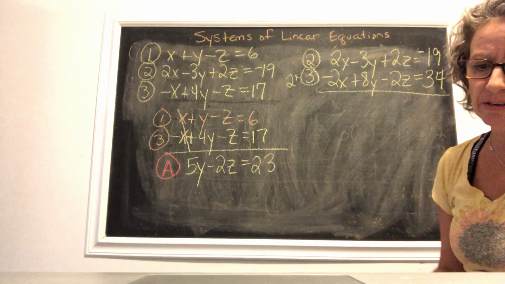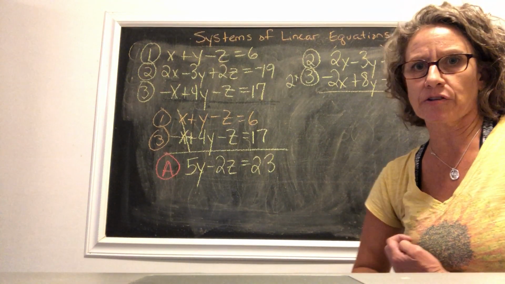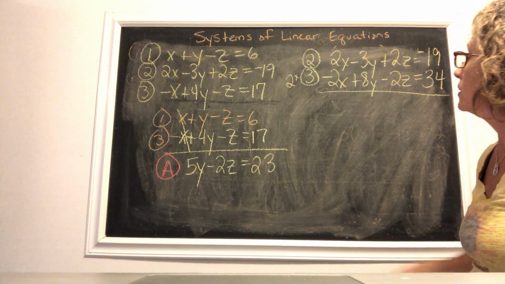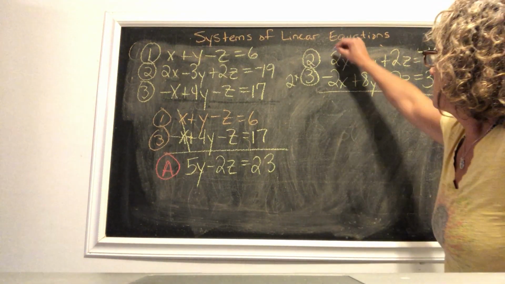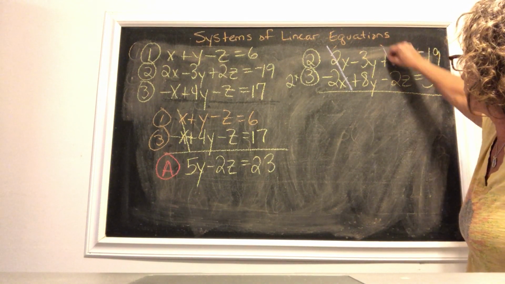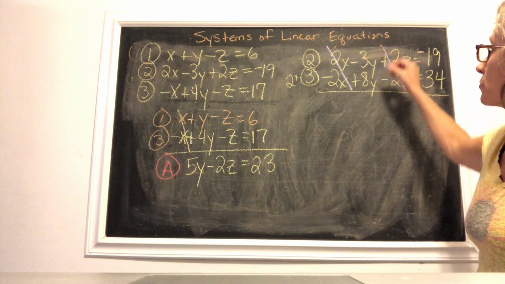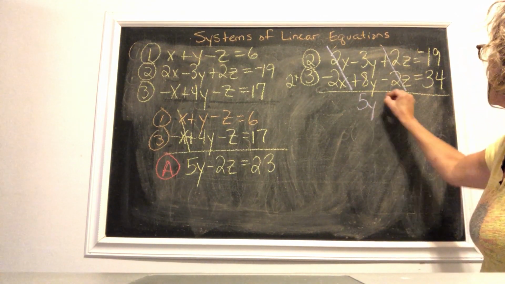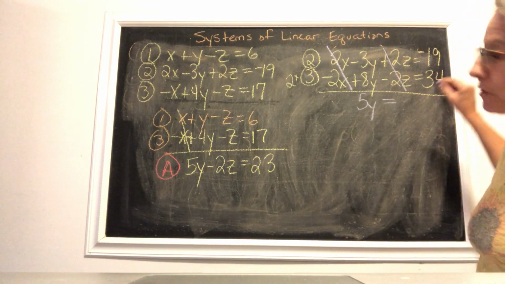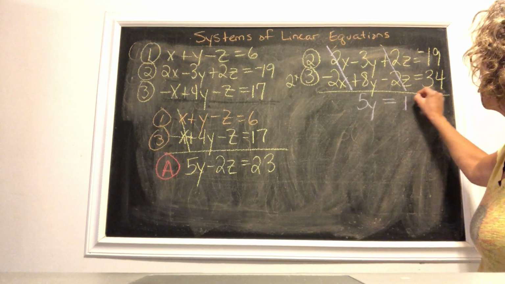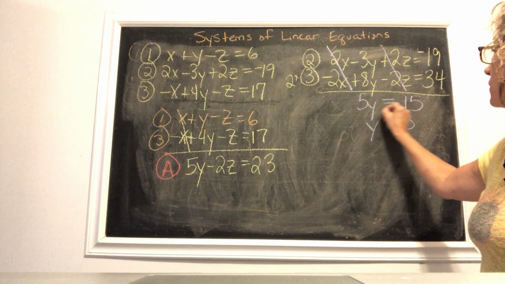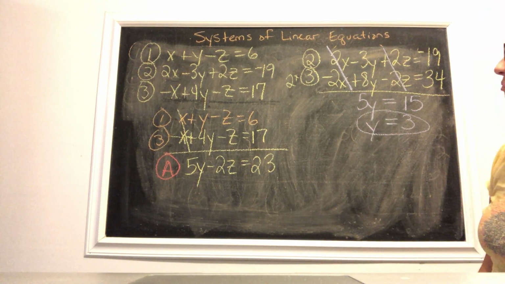Now the nice thing about that is it's not only going to cancel the x term, but it's also going to cancel the z term at this point. So I'm going to add these two equations together. The 2x minus the 2x are going to cancel. The 2z minus the 2z are going to cancel. Negative 3y and 8y leaves 5y. If I take a negative 19 and I add it to a 34, I'm going to get 15. And dividing by 5, y equals 3. Okay, now I have a value for y.